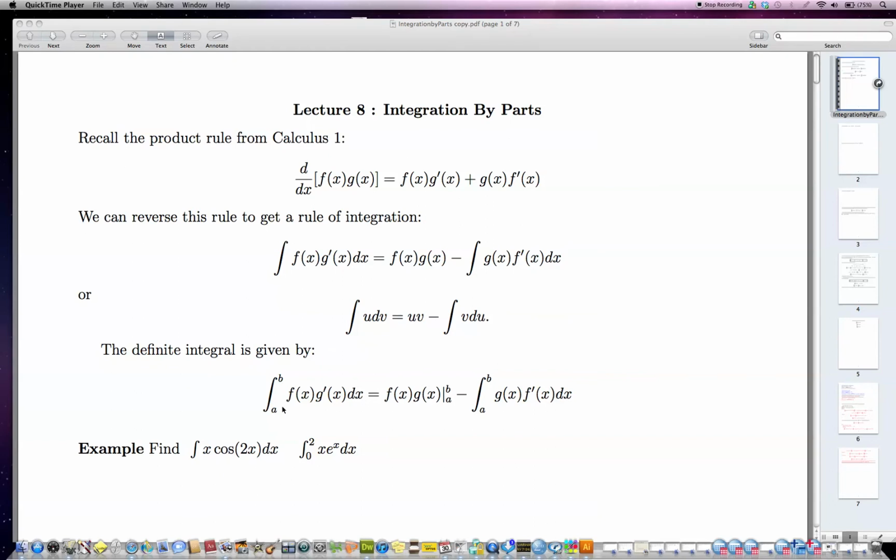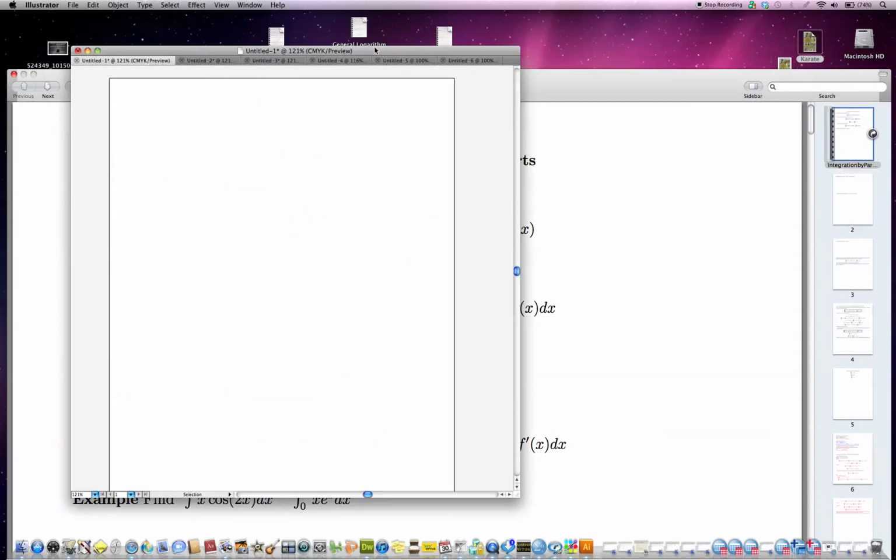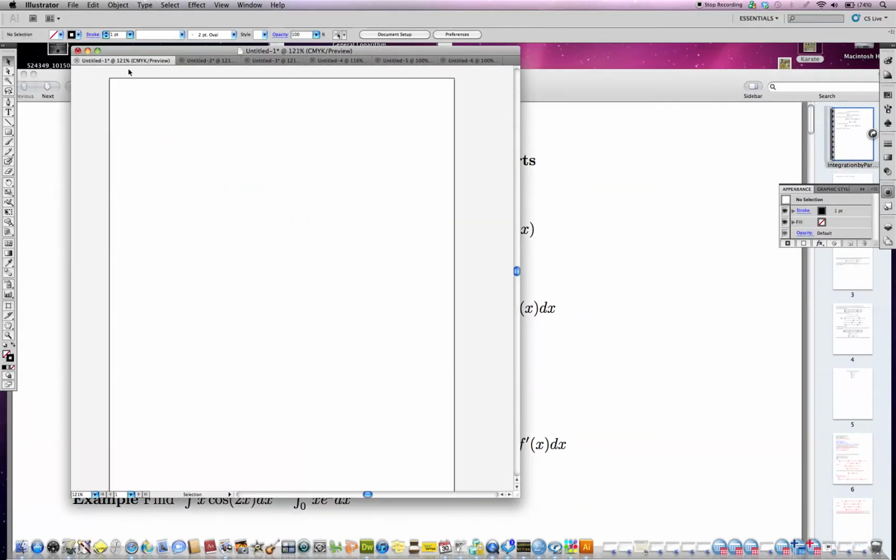If we have limits of integration, then the integral from a to b of f of x times g prime of x dx is f of b times g of b minus f of a times g of a minus the integral from a to b, same limits, of g of x times f prime of x dx. Let's try an example. Let's try the integral of x times e to the x dx.